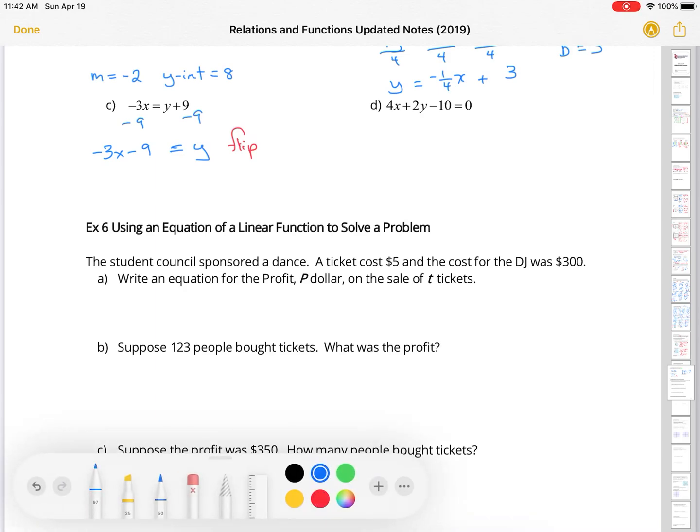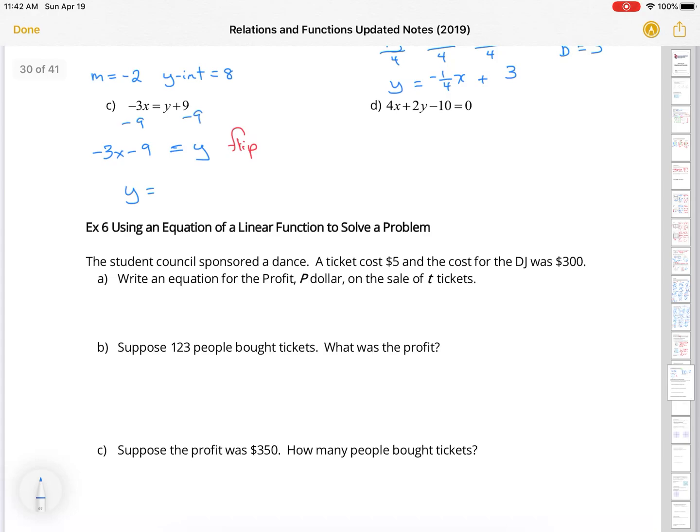As long as we don't change what is on those sides, we can flip them to the opposite direction. So we can go y is equal to -3x minus 9. So our slope is -3, and our y-intercept is -9. So it's important for us to know that it doesn't matter which side the y is on, we can flip them to get them into the form we need. As long as we're not changing anything, we're okay.